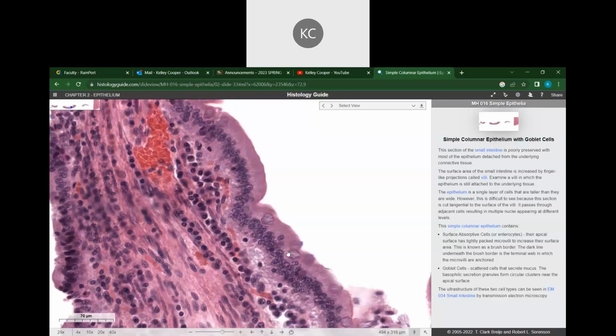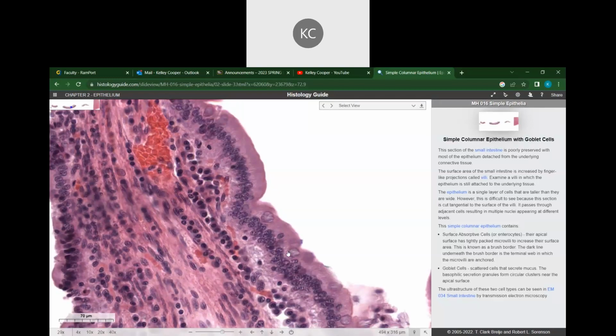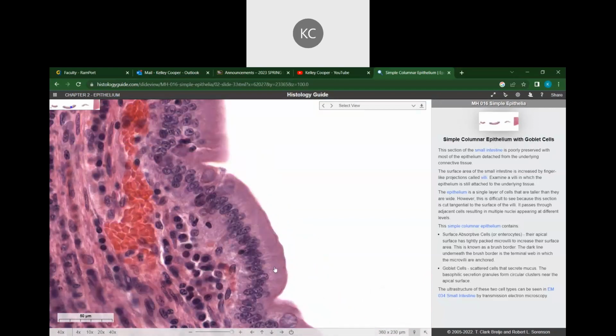Now, not every one is going to be. Some may be flattened or squished by nearby cells, but the vast majority of these are going to be roughly column shaped. Now, you may notice on the surface, you have this little border running on the surface. This is sometimes called the brush border. And what this brush border is, is essentially microvilli.